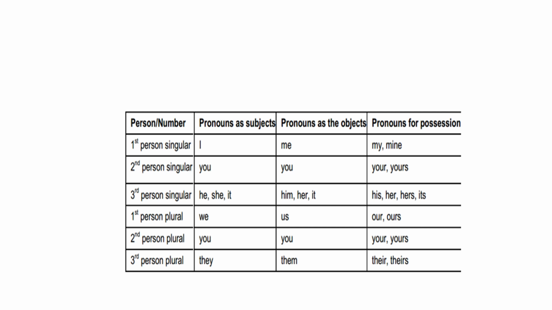Second person plural, you can use you, or as pronoun objects you, then for possessive cases you can use your or yours. For third person plural, you can use as a subject they, as objects them, and for possessive cases their or theirs.